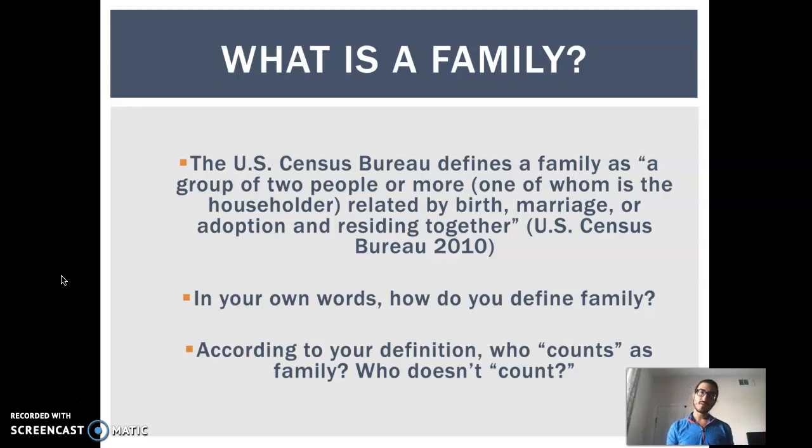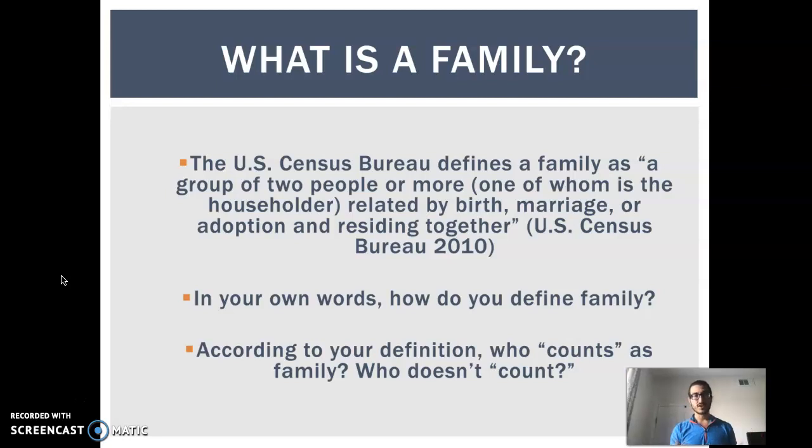But as you're reading through this, maybe for some of you, this is kind of raising a red flag. So I'd like you to think for a second, in your own words, how do you define family? And according to your own definition of family, who counts as a family member and who doesn't? Now, if we were meeting face to face, I would actually ask you all to write down your own definition and then compare it with the person sitting next to you so we can compare and contrast how your definitions of family are both similar and different.